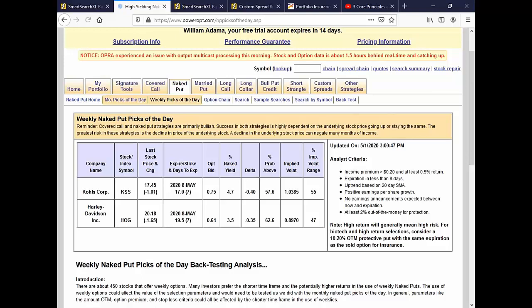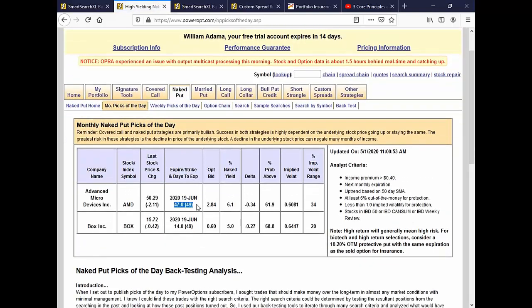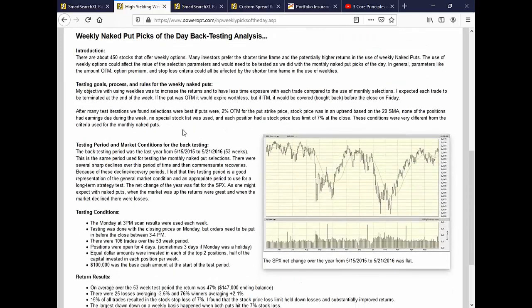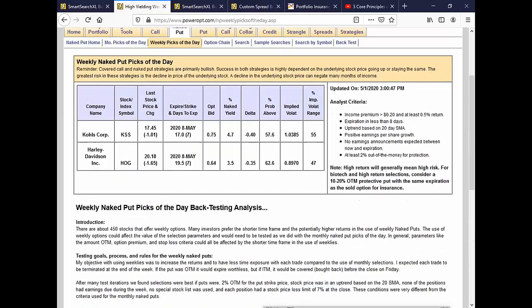If you wanted to go monthly, he's got ones that are out to June, of course, 49, 50 days out in time, the next standard cycle. And then, of course, you have the weekly picks of the day here as well. This is a description of his testing and how he would approach trading off of the picks of the day.